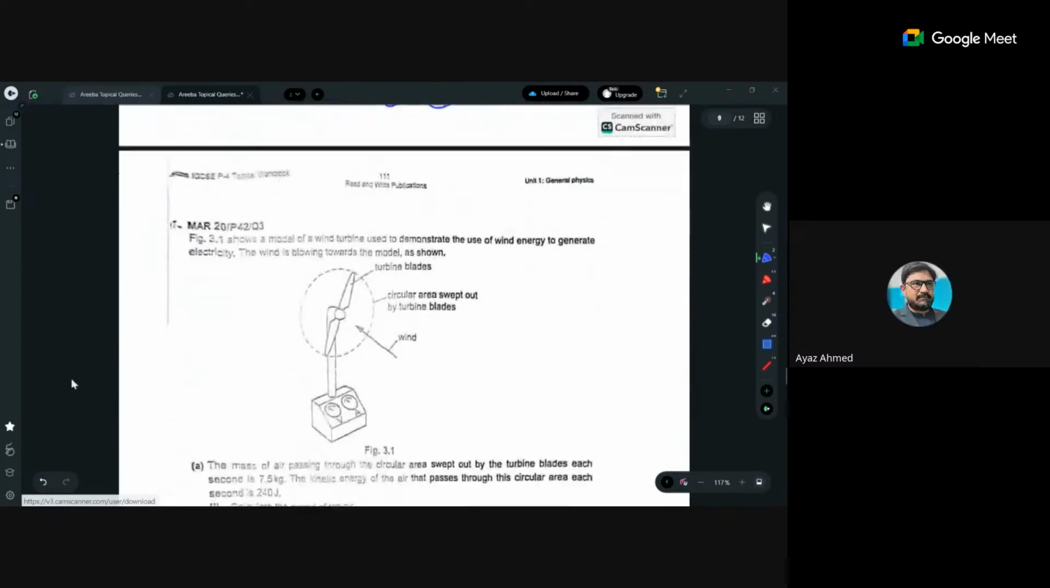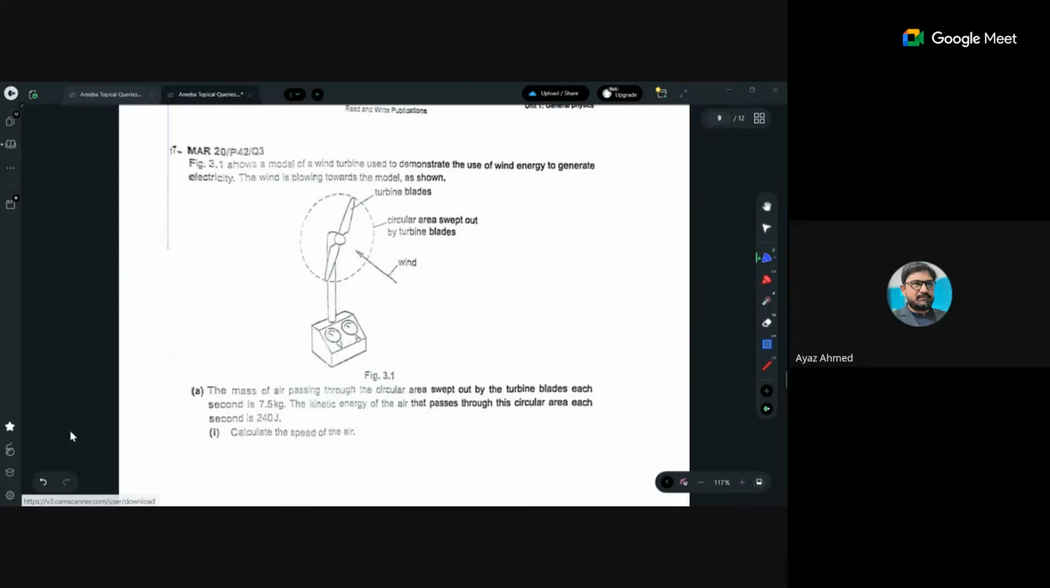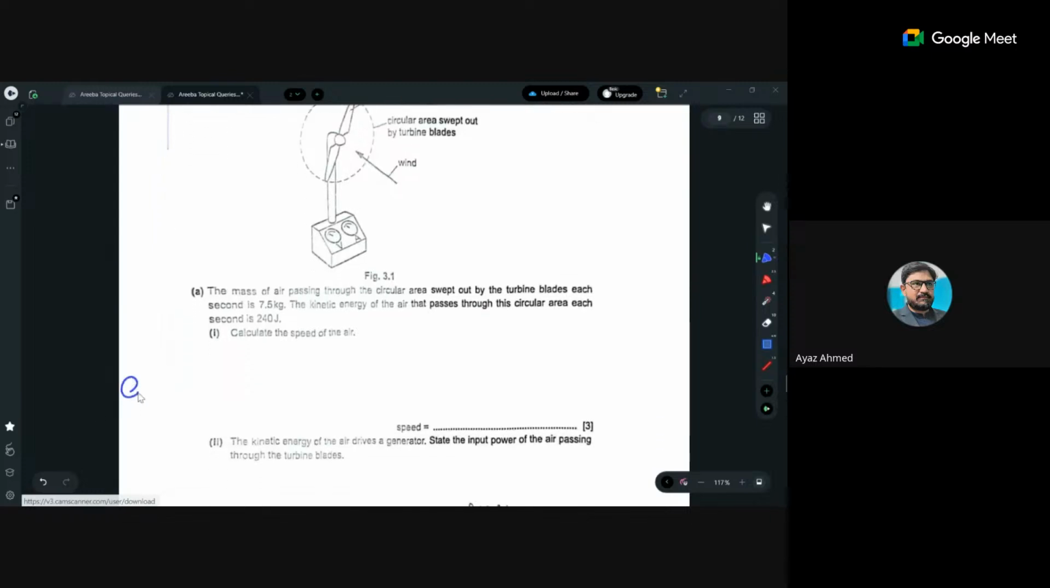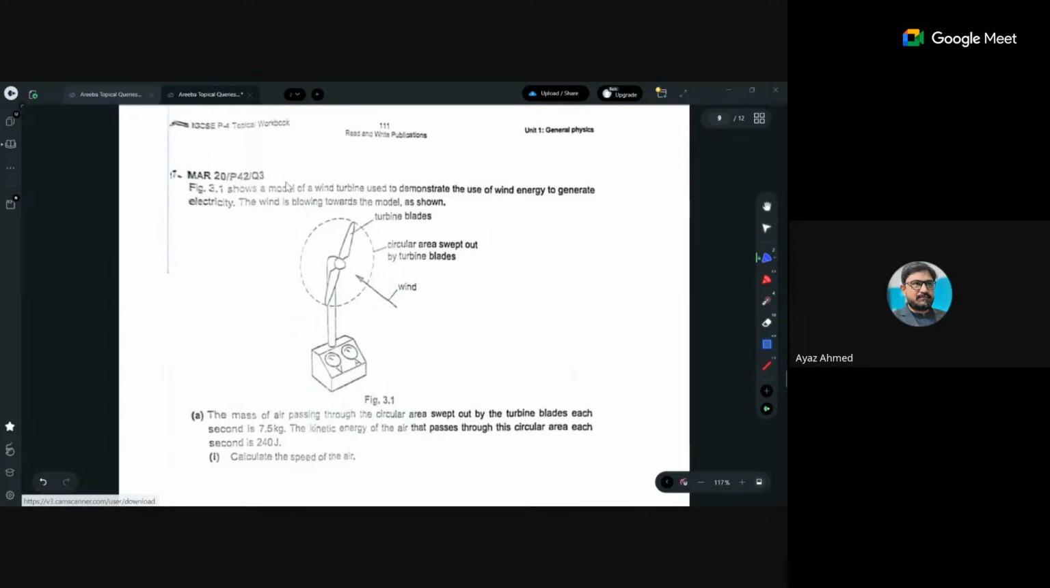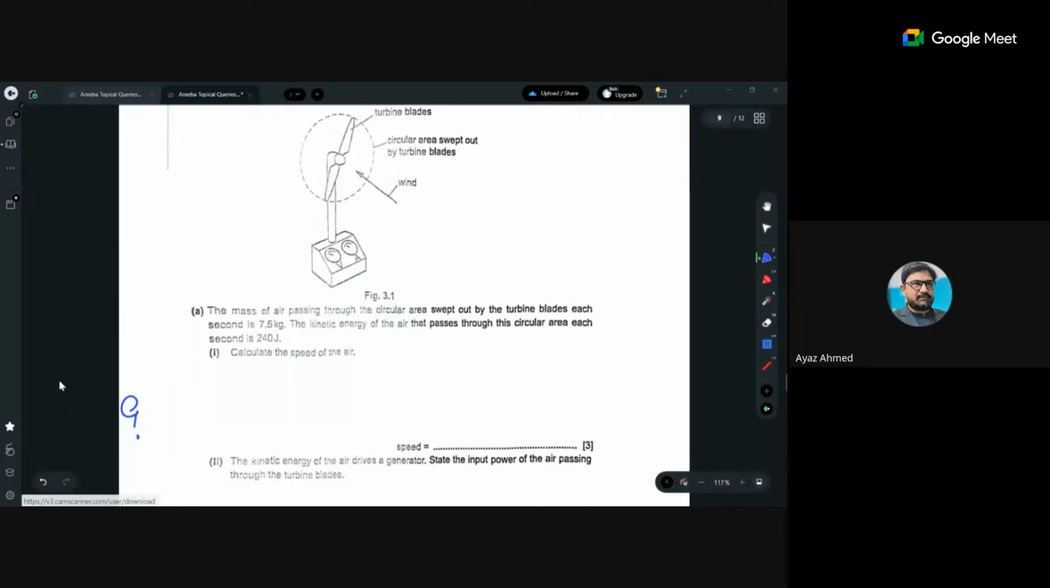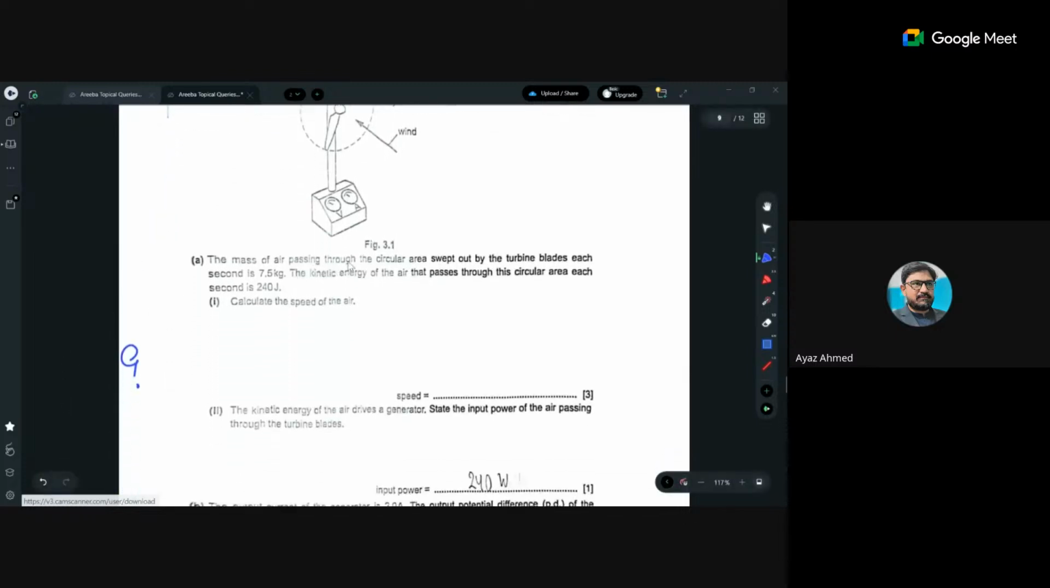Okay, then next is this question. It is a turbine question. The turbine information in figure 3.1: a model turbine is used to demonstrate the use of wind energy to generate electricity, with the wind blowing towards the model as shown in the figure. The mass of the air passing through the circular area swept out by the turbine blades is 7.5 kg.